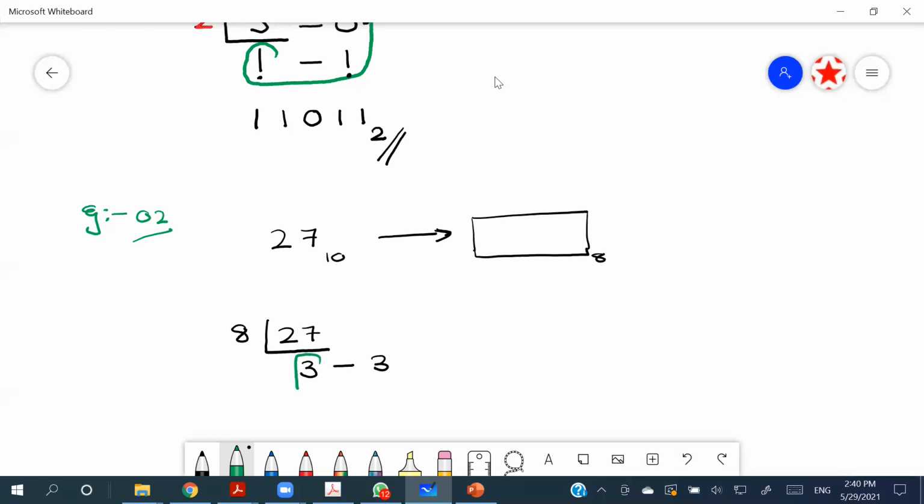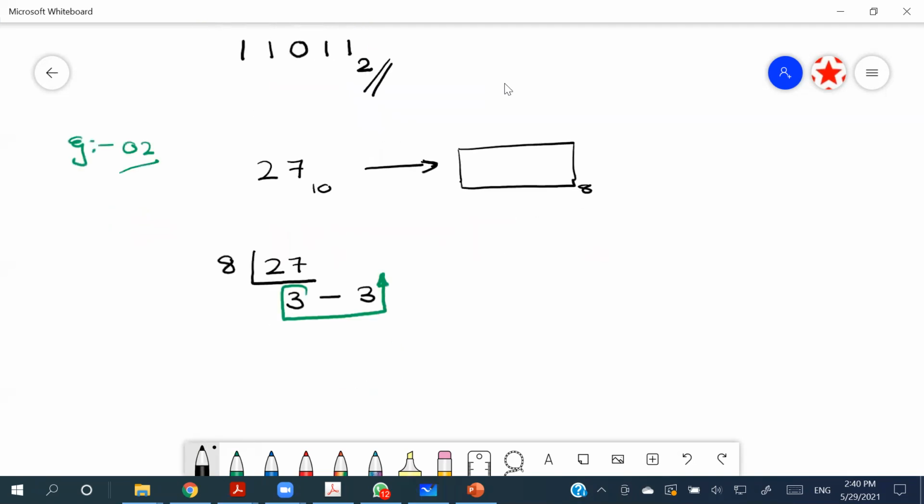So from the point I stop, I write the answer with the remainders, right? So my final answer is going to be 33 in octal.